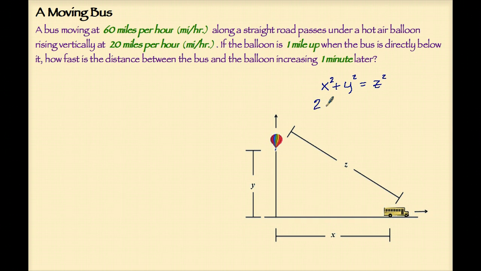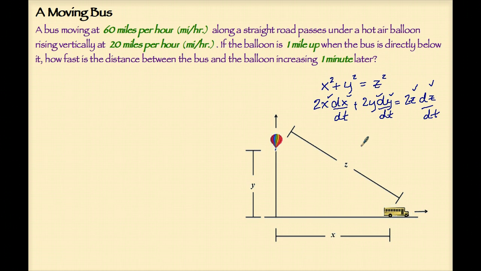The derivative will look like this: 2x dx/dt plus 2y dy/dt equals 2z dz/dt. Notice there are 1, 2, 3, 4, 5, 6 variables in this equation. Therefore, to solve for any one variable, we will need 5 known quantities to substitute into the equation in order to find the unknown that we're looking for.